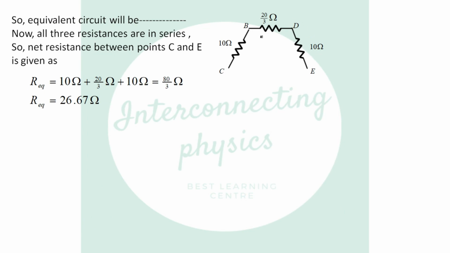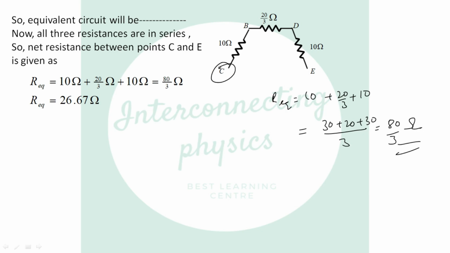These three are in series. So the answer will be R equivalent equal to 10 plus 20 by 3 plus 10. LCM is 3. This is 30 plus 20 plus 30. The answer is 80 by 3 ohm. So the equivalent resistance between the two edges C and E is 80 by 3 ohm.